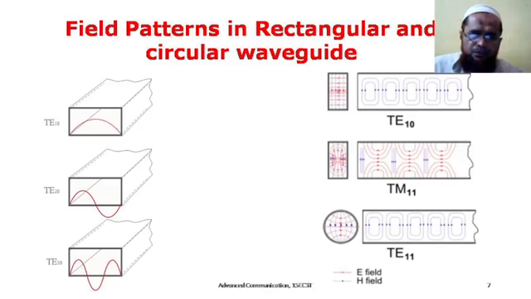Here also, the blue line represents the E vector, the red line represents the magnetic field vector.